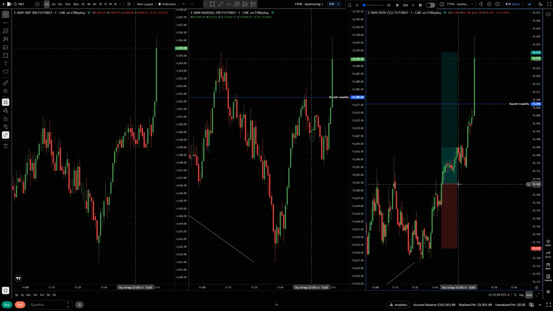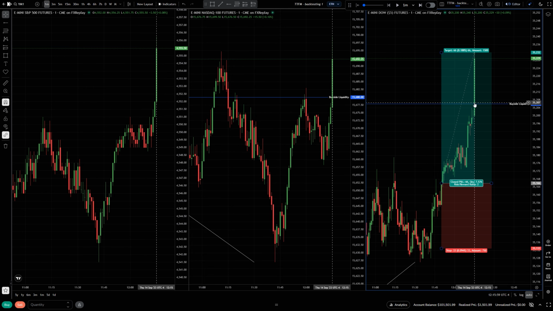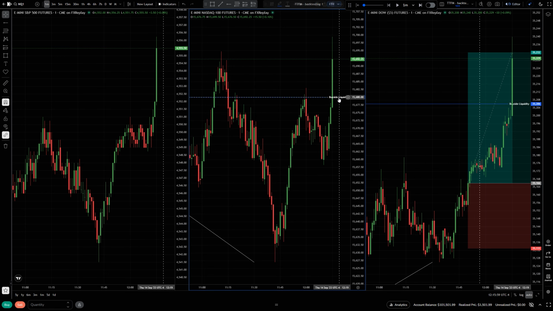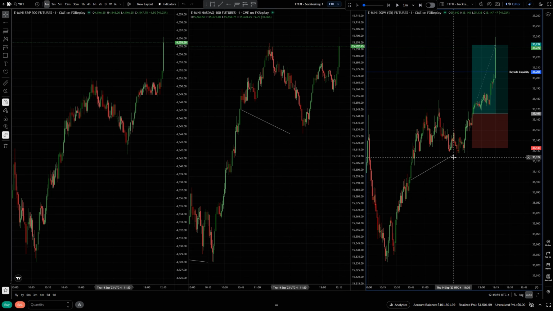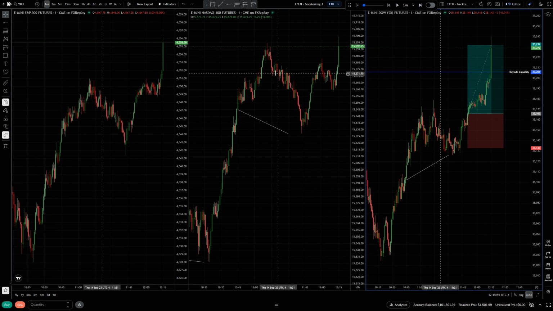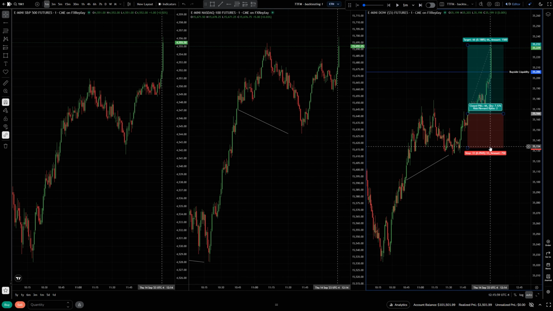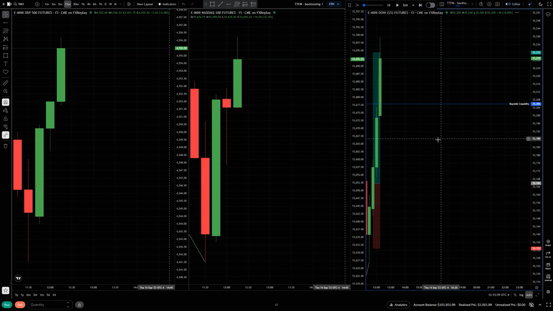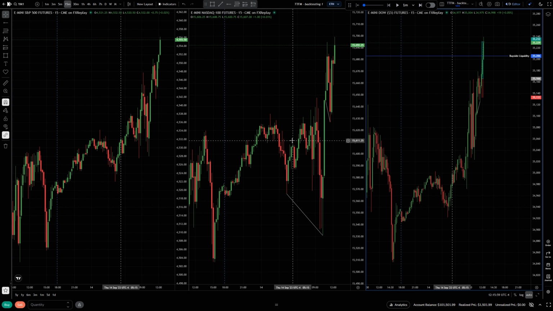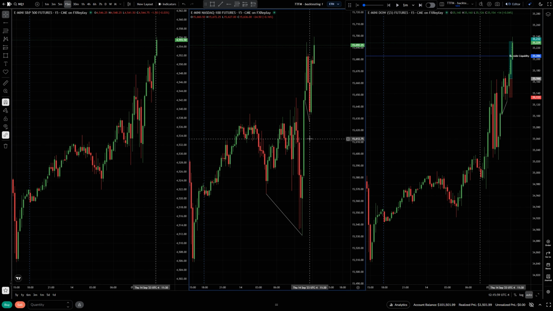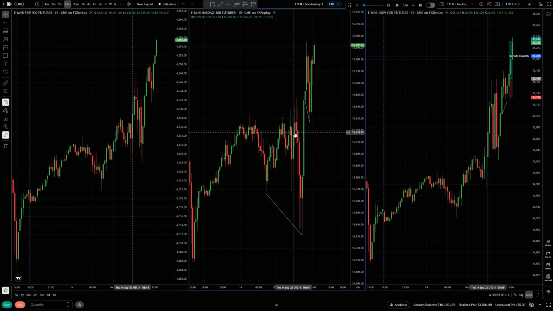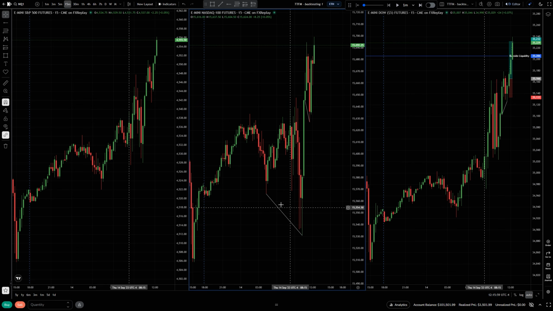Okay. I wanted to say that I'm gonna be break even once we cross this buy-side liquidity. So let's recap this trade once again. We saw that NQ from the get-go started going down.